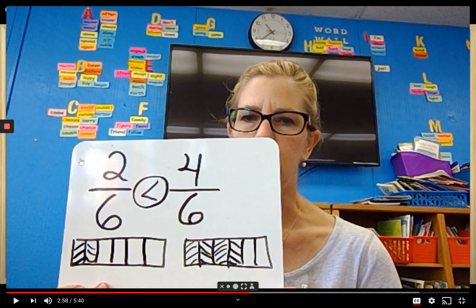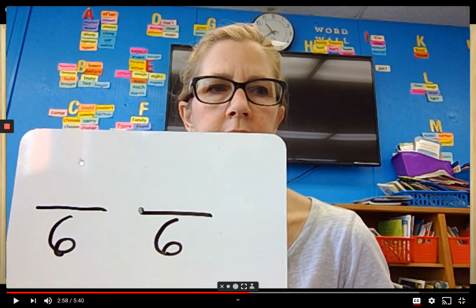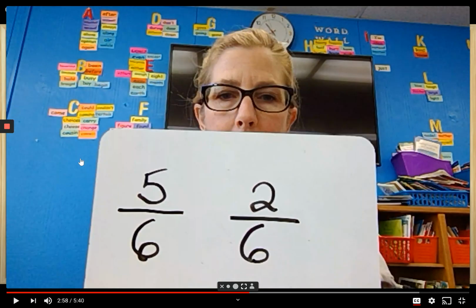Now, I'm going to show you kind of a sneaky thing you can do without having to draw a model or even get your fraction strips out. So if I'm talking about sixths, so I'm going to make sixths just like I did before. I'm going to put 5/6 and 2/6. Now, I could get my fraction strips, or I could draw a model.